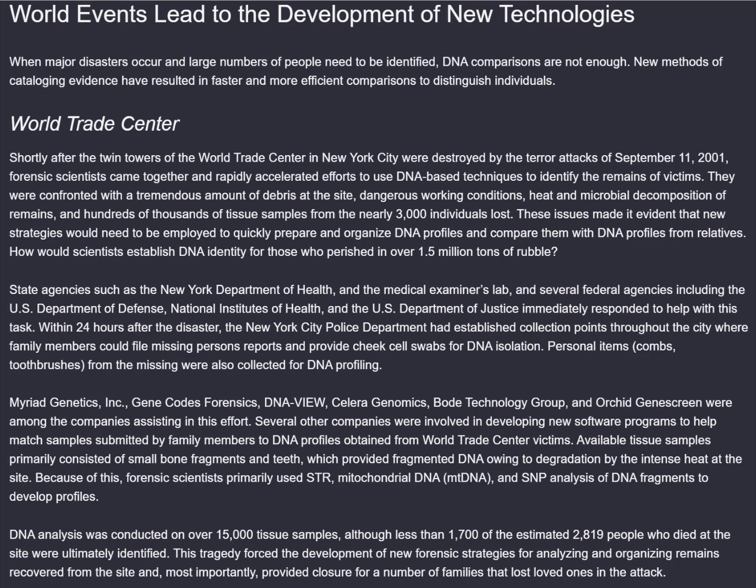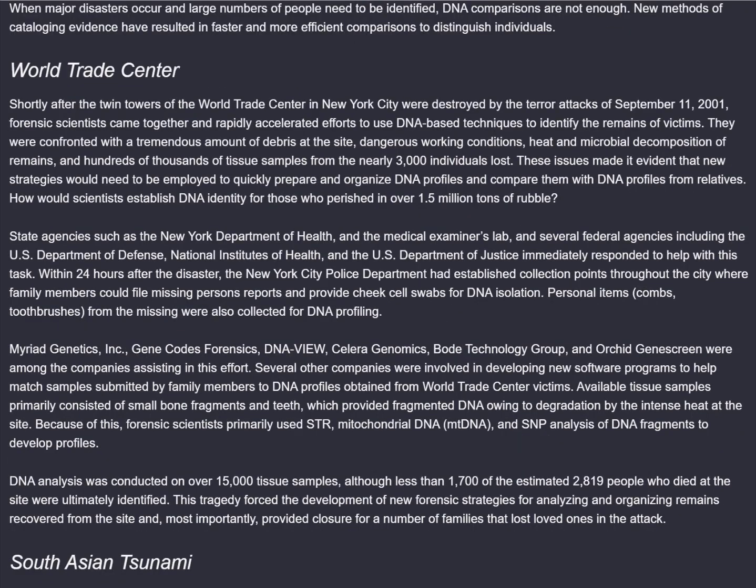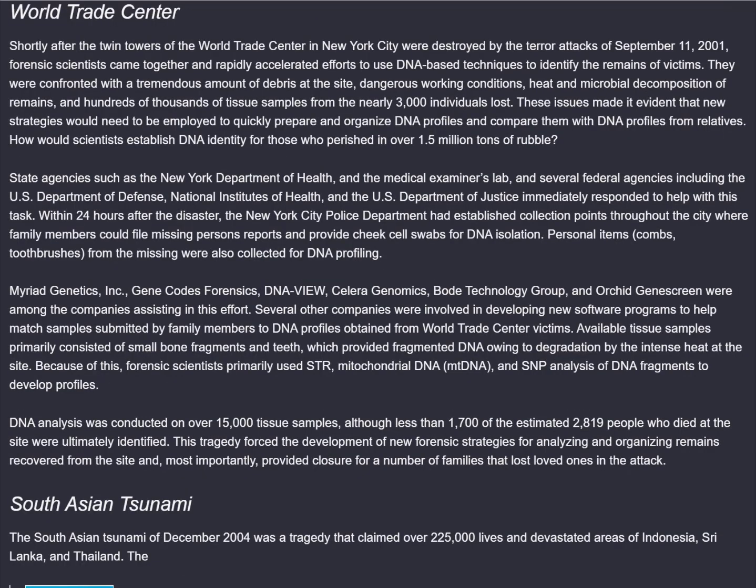World events lead to the development of new technologies. When major disasters occur and large numbers of people need to be identified, DNA comparisons are not enough. New methods of cataloging evidence have resulted in faster and more efficient comparisons to distinguish individuals. World Trade Center.